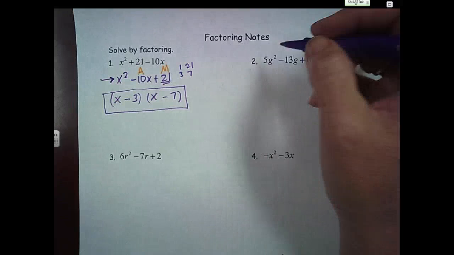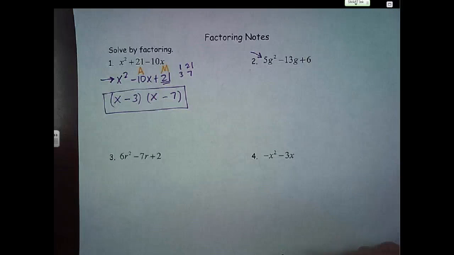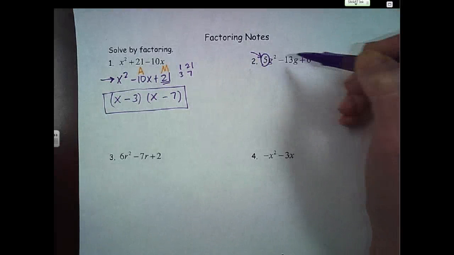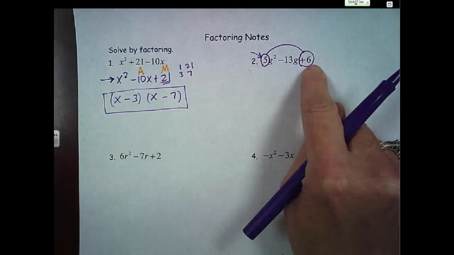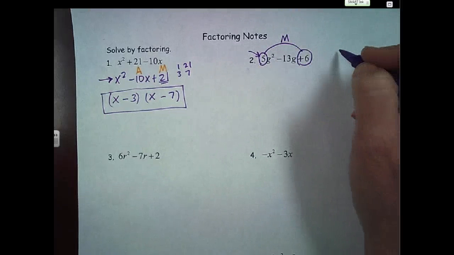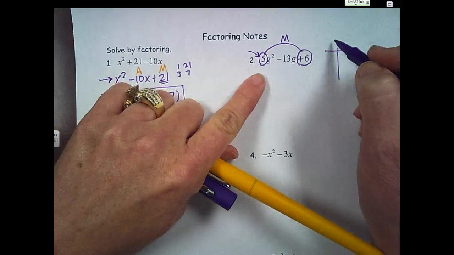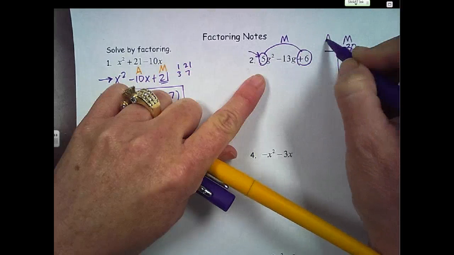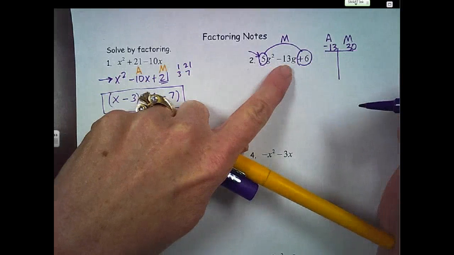All right, now number 2, 5g squared minus 13g plus 6. This problem's a little harder because it's got the leading coefficient. So when you have a leading coefficient, you have a couple extra steps. You're going to take this 5 and the 6 that's here, and instead of multiplying numbers to give you 6, you multiply numbers to give you 30, 6 times 5. So when I have a leading coefficient, I like to make a little table, okay? I want numbers that are going to multiply to give me 30, and numbers that are going to add to give me negative 13, the same as the number in the middle.